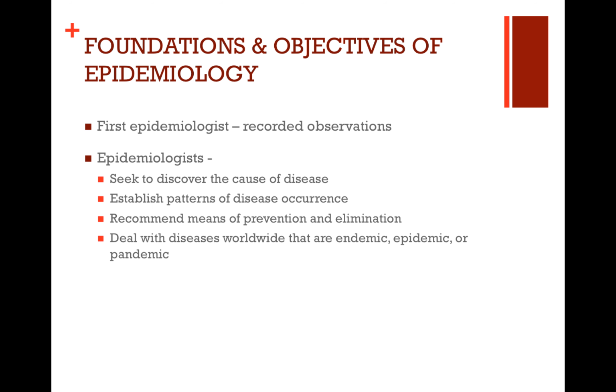And so the first epidemiologists really were about recording the observations of the world around them. They were often physicians who would see either new or emerging diseases and try to understand what the root causes were. And so epidemiologists today continue to look at these patterns of disease occurrence, try to see what the etiology or the root cause of those diseases are, and then use that information to recommend means of prevention or disease control. And they deal with diseases that are endemic, epidemic, or pandemic. And what do I mean by these terms? Well, I'll get to that in just a moment.